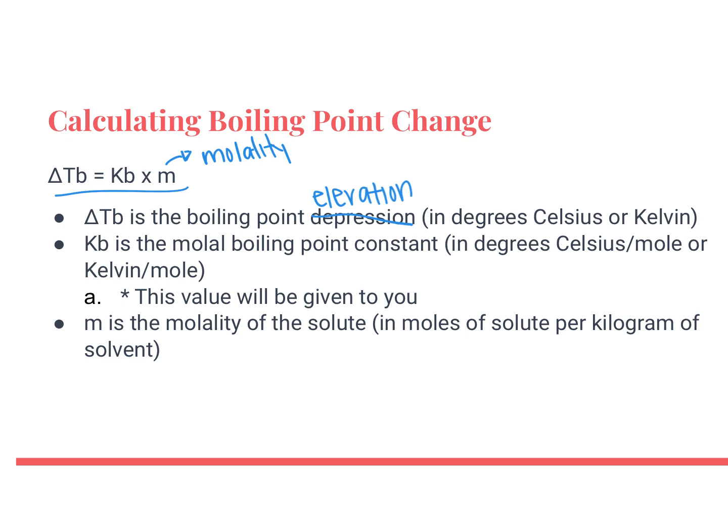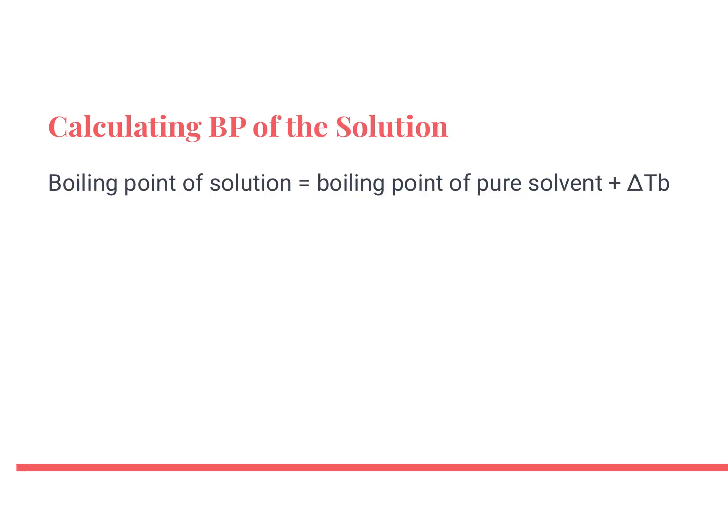Equation is used to calculate by how much the boiling point changes, or the boiling point elevation. If we want to calculate the total boiling point of the solution, it's just the boiling point of the pure solvent plus that boiling point elevation. We do problems where we calculate either or, so we just have to pay attention to wording.